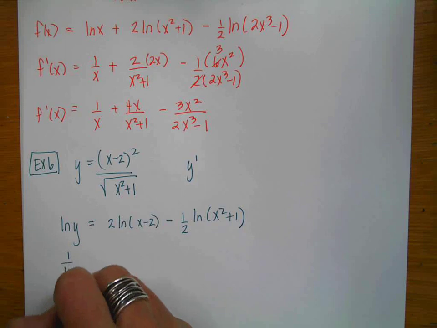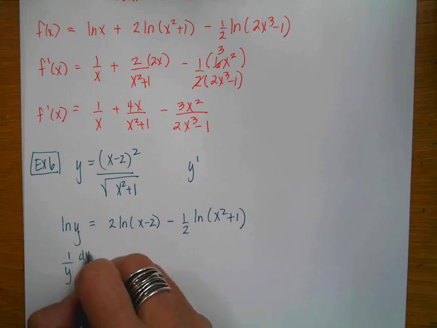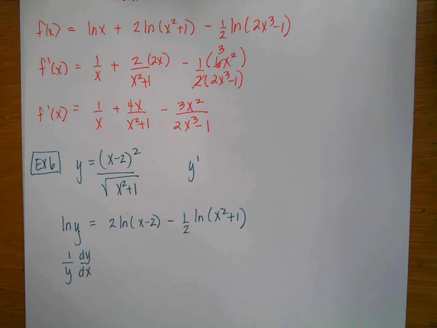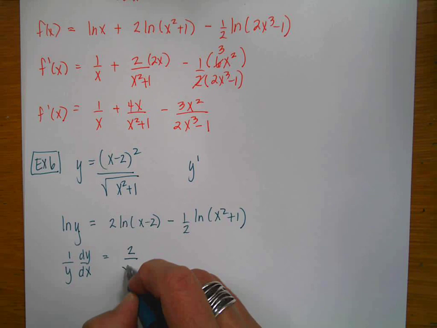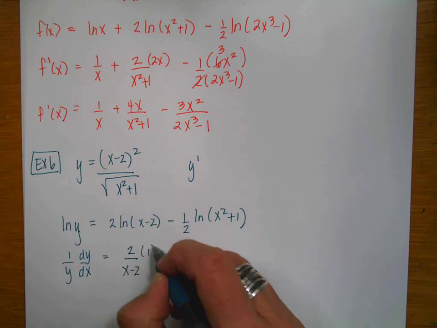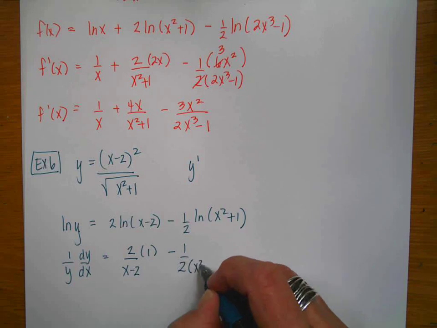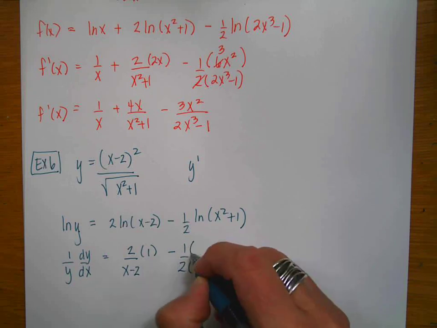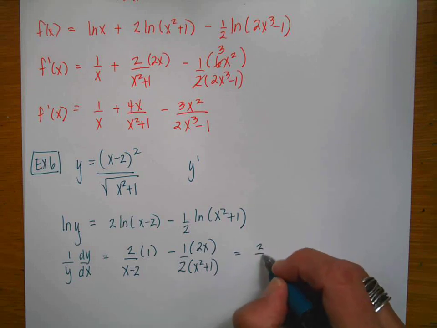Well, now if I take the derivative, I'm going to get 1 over y. Remember, when I take the derivative of a y thing, then I generate a dy dx. Remember, that's implicit differentiation. And so this is going to be 2 over x minus 2 times the derivative of the inside, minus 1/2 times x squared plus 1 times the derivative of the inside, 2x.